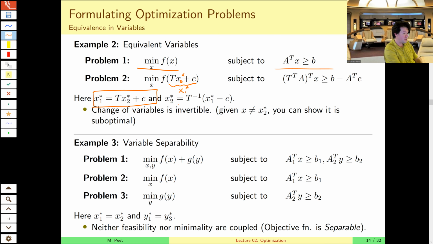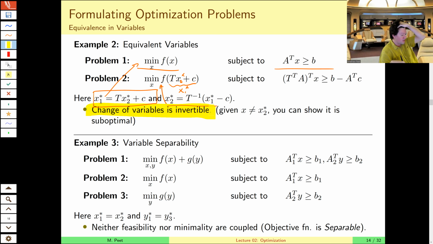So the solution x1 gives us a solution to x2, given here. If x1 star is optimal, then x2 star defined here is optimal and feasible for problem 2. Obviously, you can just plug it in and see that. And if x2 star is feasible for problem 2, then x1 star defined here is feasible and optimal for problem 1. So invertible changes of variables result in equivalent optimization problems. You can always change your variables if the change of variables is invertible.